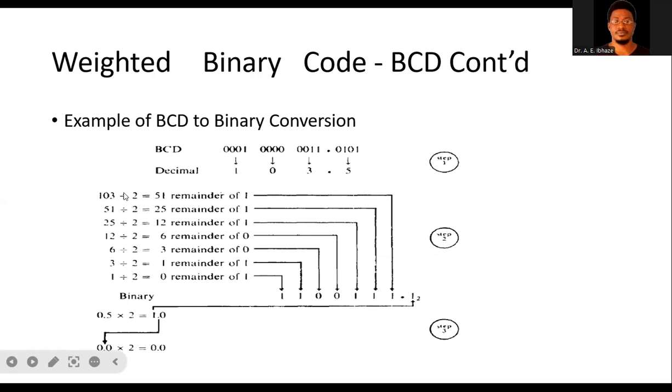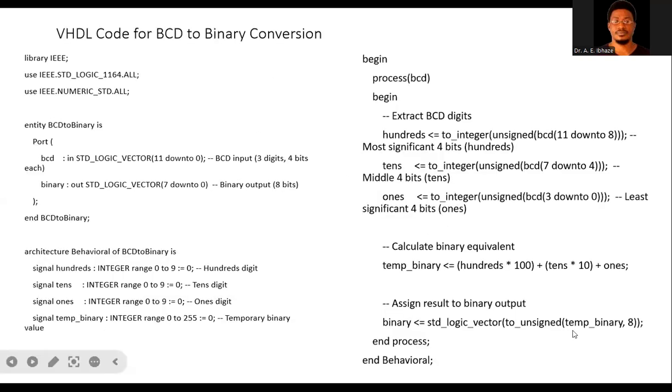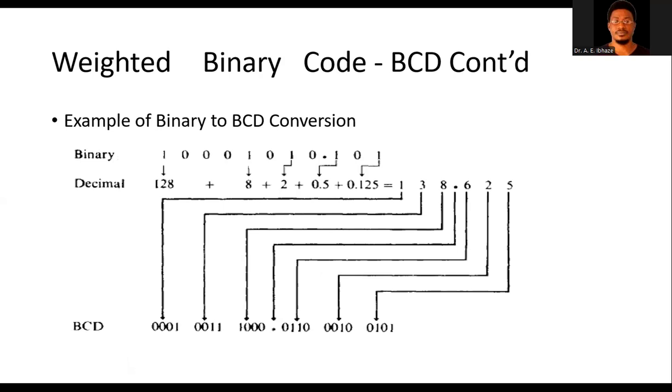We also convert our decimal to binary. So we have to divide and then we carry, right? I'm just trying to run through what we already know. So this is the VHDL implementation for the BCD to binary conversion. And here also, we have the weighted binary code for converting binary to BCD.